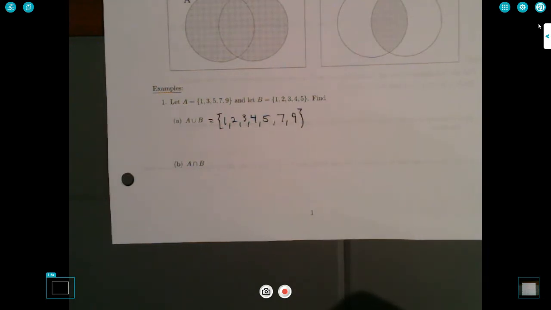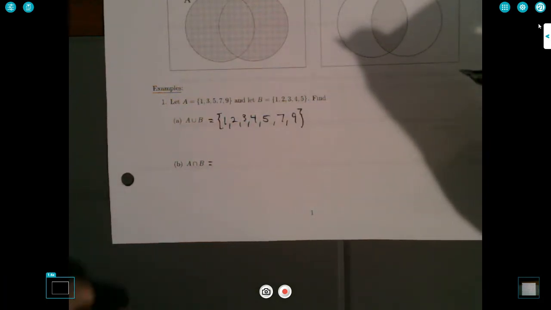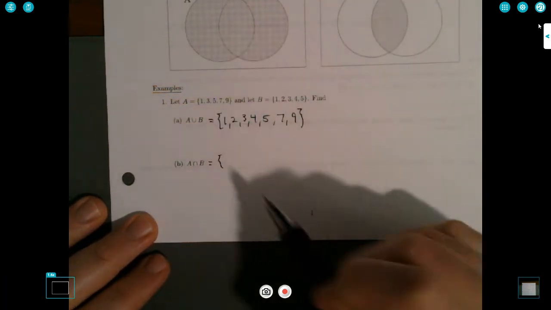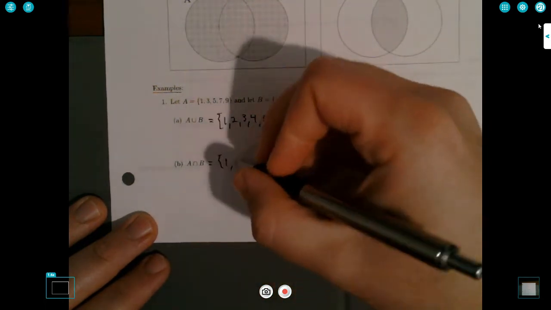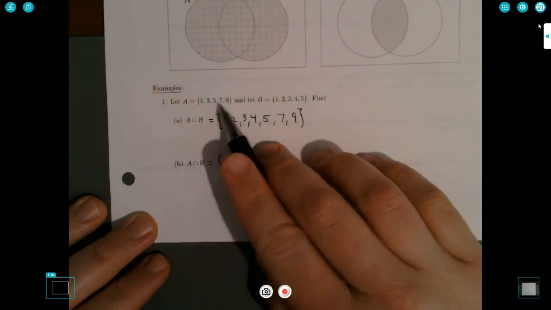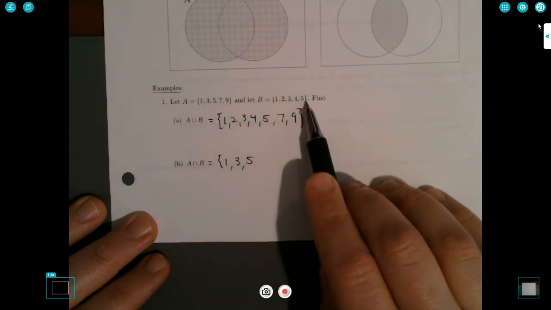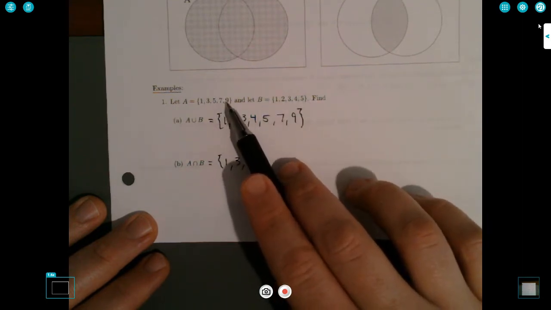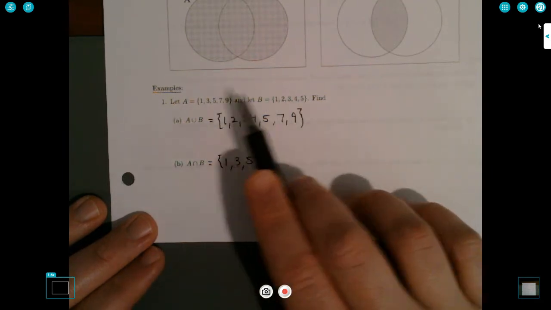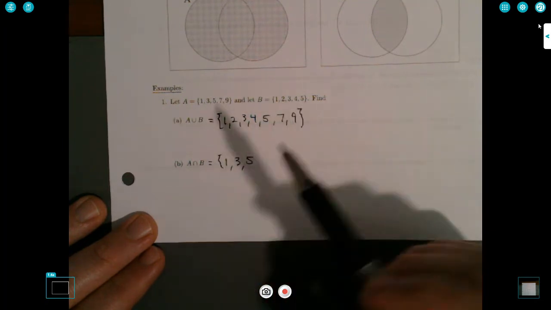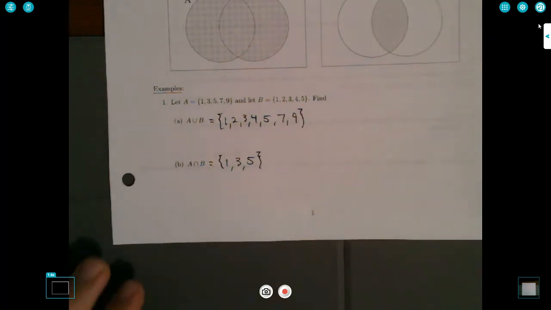That's A union B. Now, A intersect B, on the other hand, this is only what they have in common, right? Well, they have a 1 in common, so 1 is in the intersection. They have a 3 in common, so 3 is in the intersection. They have a 5 in common, so 5 is in the intersection. 7 is in A, but it's not in B, so 7's not in the intersection. 9 is in A, but it's not in B, so 9 is not in the intersection. 2 is in B, but not A. 4 is in B, but not A, so 2 and 4 are not in the intersection. So that's it as far as the intersection is concerned. It's 1, 3, and 5.